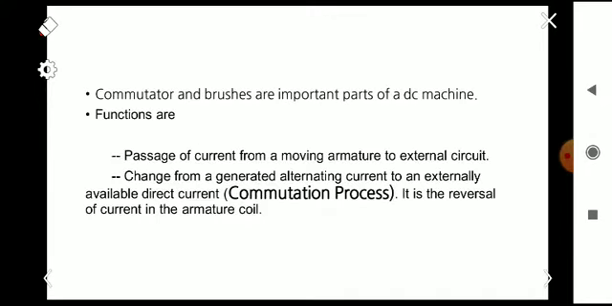As we know, the commutator and brushes are very important parts of a DC machine. The main functions of this commutator and brush assembly are the passage of current from a moving armature to the external circuit, and the change from a generated alternating current to an externally available direct current. Actually, this process is called commutation. It is the reversal of current in the armature coil.